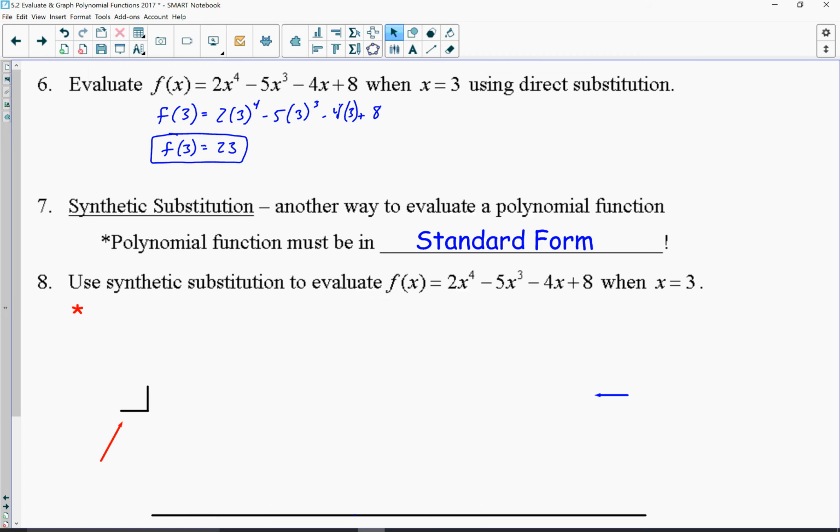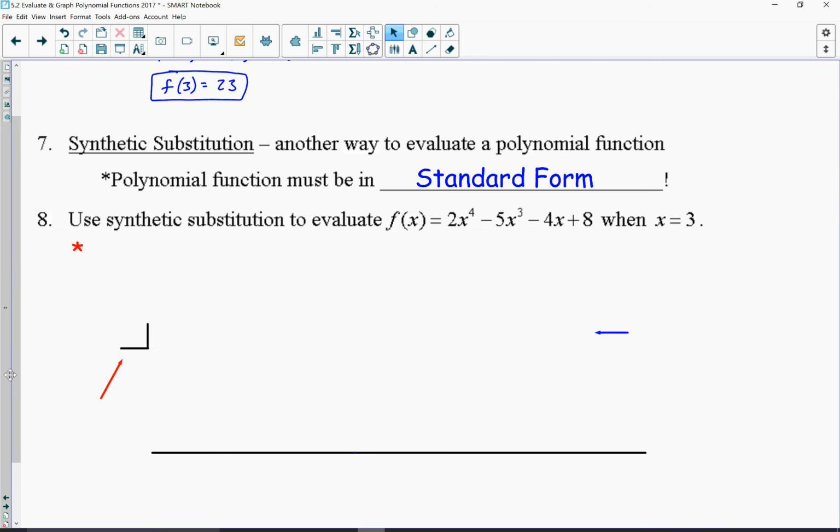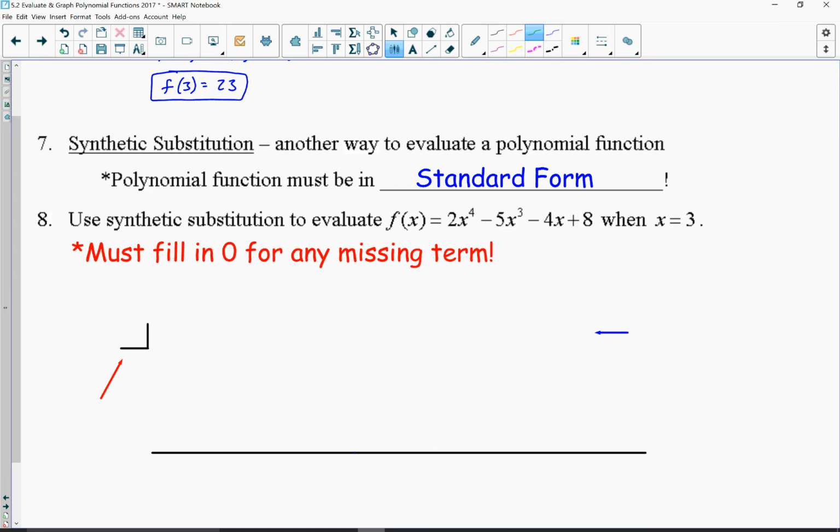In order to use synthetic substitution, your polynomial needs to be in standard form, which we said earlier was largest exponent on the left, work your way down as you go to the right. So we have the function 2x to the fourth minus 5x cubed minus 4x plus 8. Maybe one thing that you notice about that function is that there's no x squared term. So it's very important when you use this synthetic substitution, you have to fill in 0 for any of the missing terms. So we really have a missing term here. It's that we would really have a 0x squared.